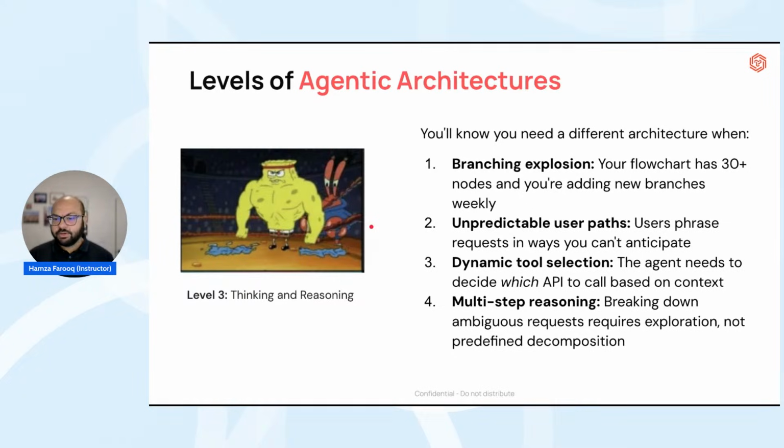You have unpredictable user paths. I mean, a user can ask a lot of questions. You have many tools, and you need to select which API to call and how you want to call it. And you need multi-step reasoning, which is breaking down each step of the way to generate an answer. So behind the scenes there's a lot of unknown, and you have very complicated process workflows that are needed to generate this output.